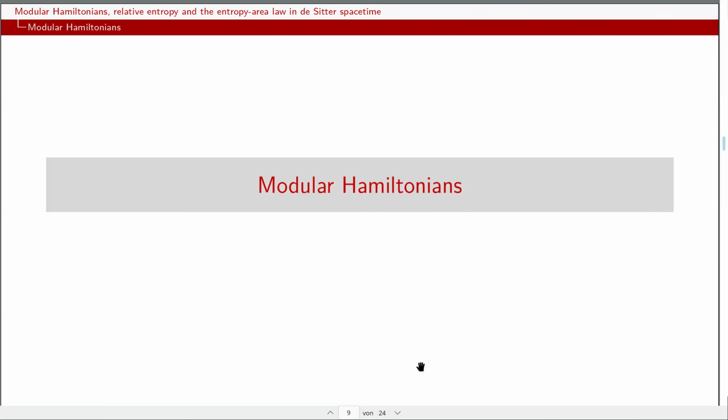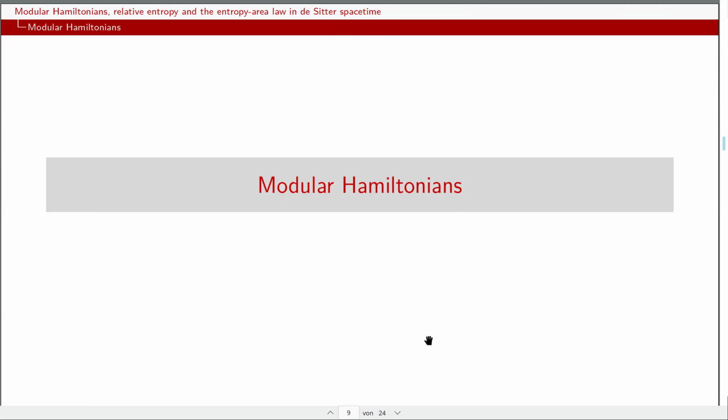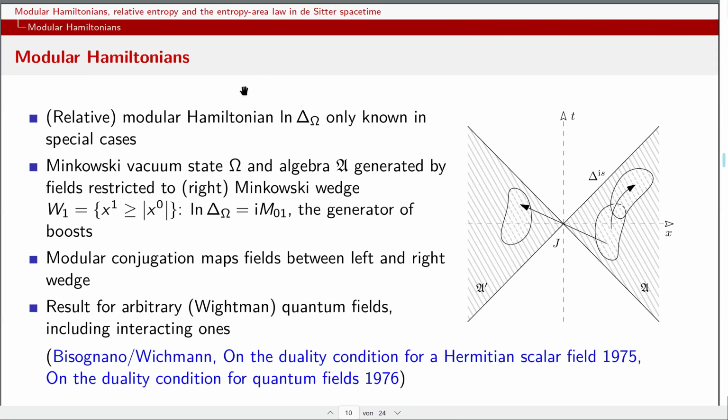So now what is missing, what we need, is the modular Hamiltonian of the vacuum state omega, log delta omega. So let's look at some examples. The problem is that we only know some special cases. The most important one is the so-called Bisognano-Wichmann situation, which, as you can see, was done 50 years ago.